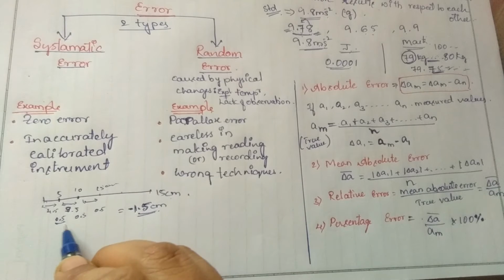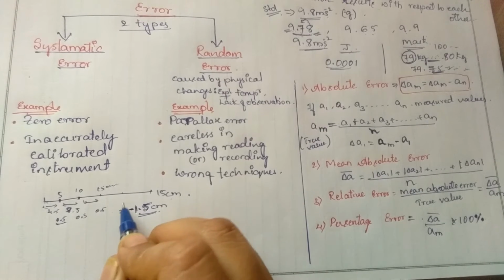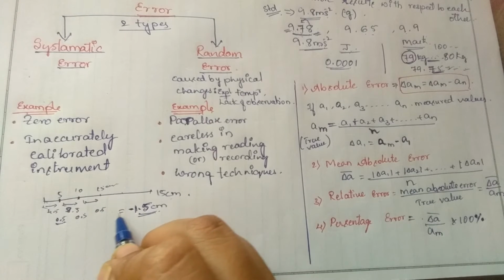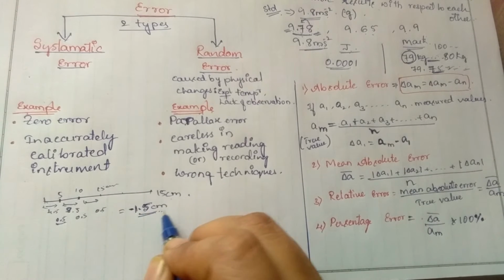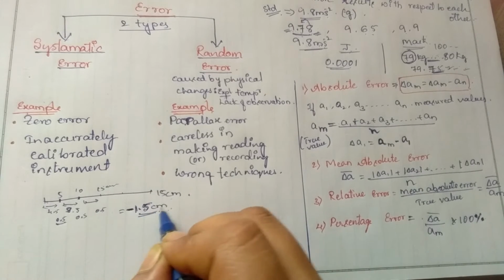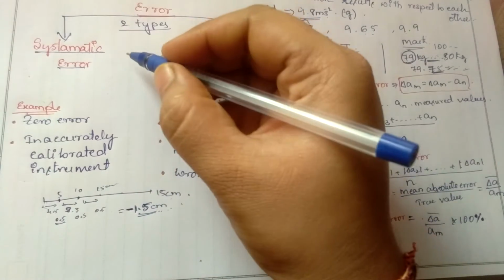So this is called systematic, meaning systematically, regularly it is minus 0.5, 0.5, 0.5. Okay, this is a systematic error. This is a negative systematic error. This is one form of systematic error.